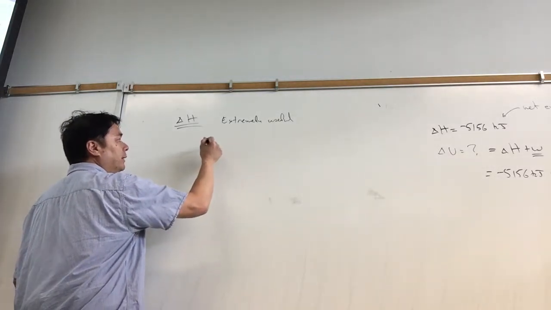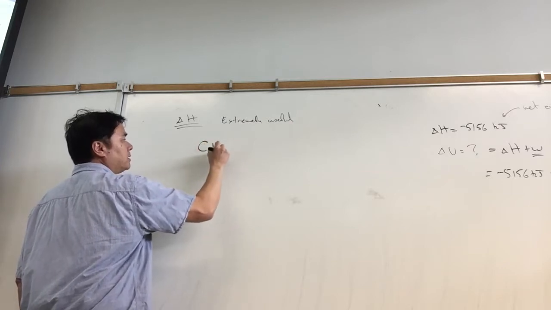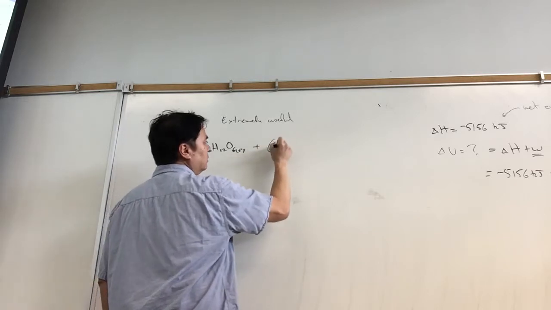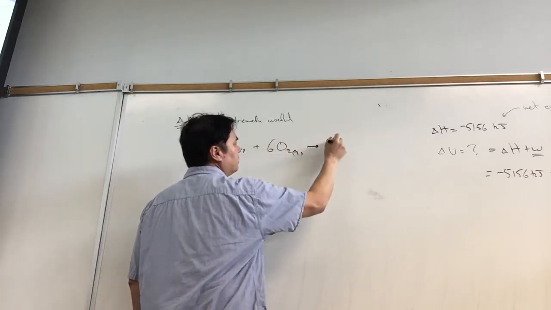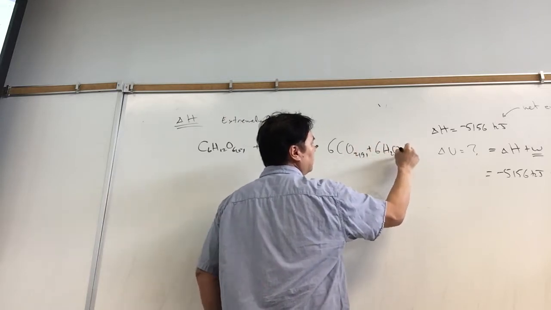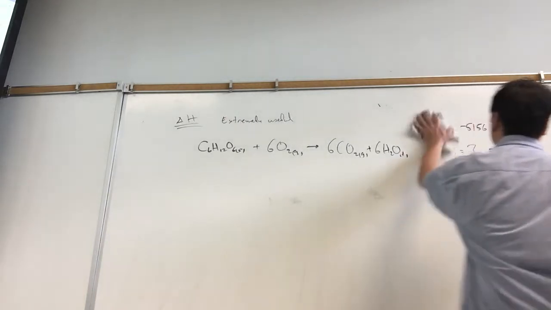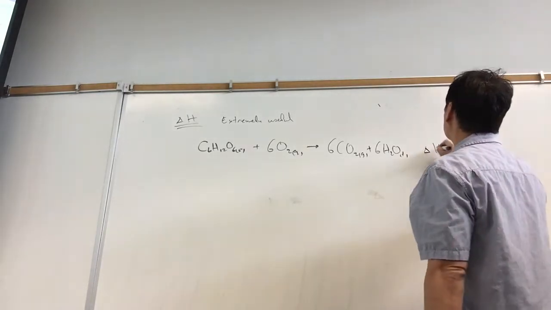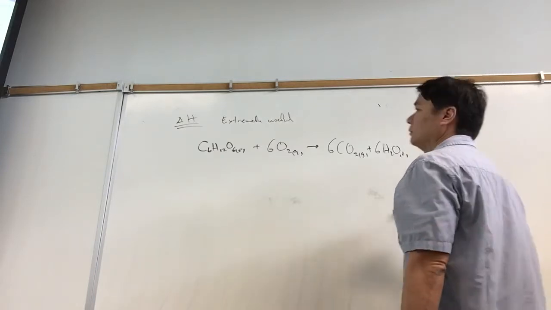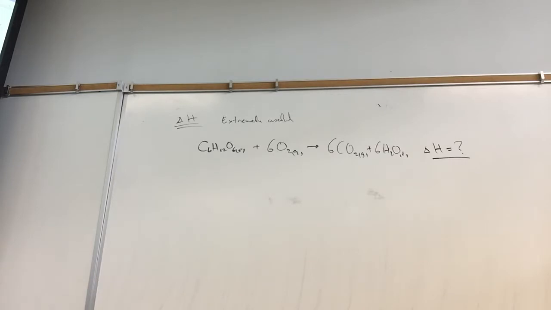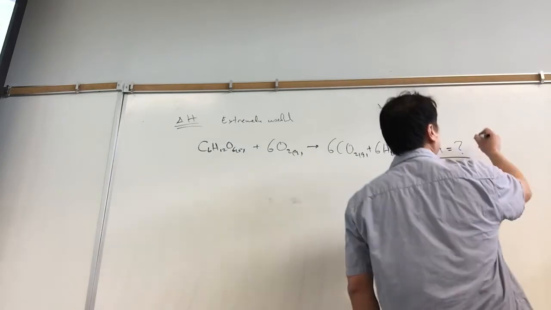And so here, glucose metabolism: C6H12O6 solid plus O2 gas yields CO2 gas plus 6H2O liquid. We want to figure out what delta H is for this reaction. All right, what are all the ways I can figure out delta H? What are the ways I can determine what delta H is?